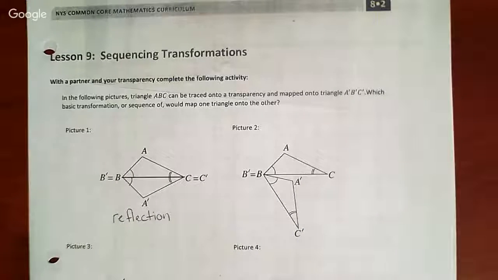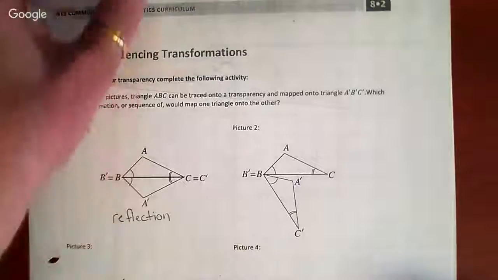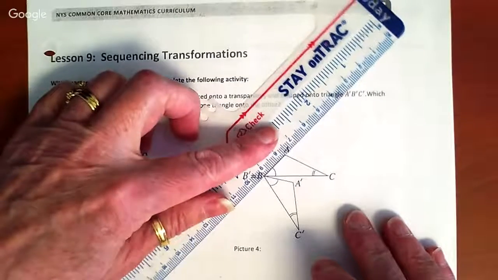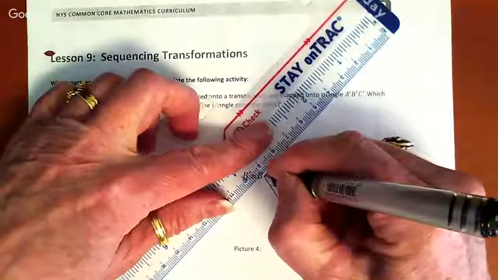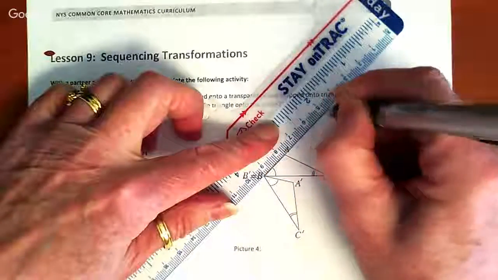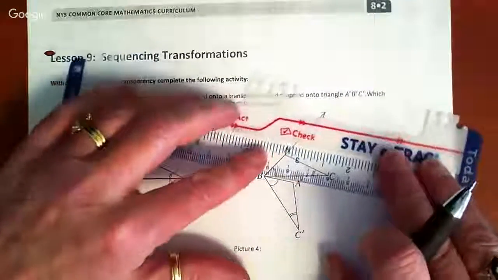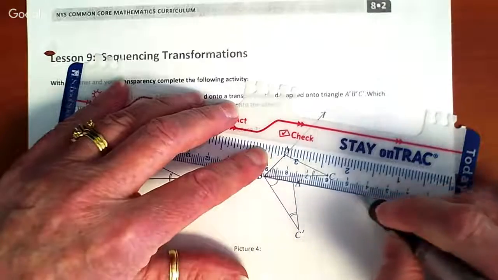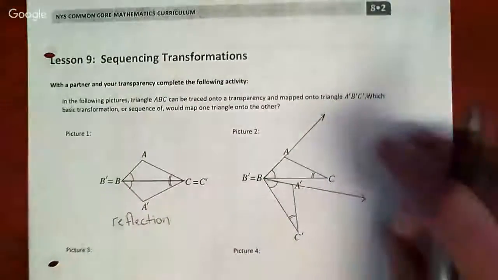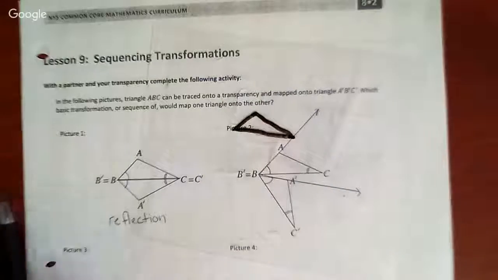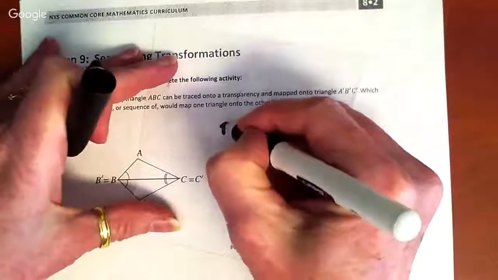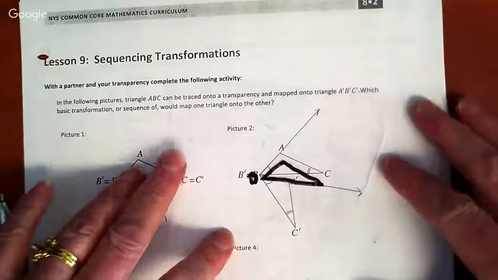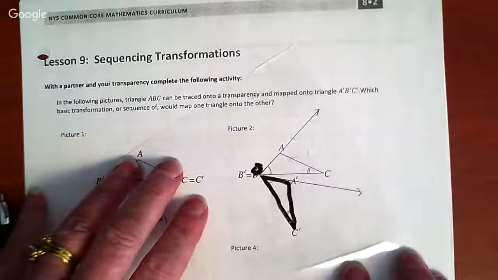Picture 2 is not as easy, but if I were to draw a straight line here along B and A and extend it, and extend B prime and A prime here, you can see, and I'm actually going to label this one point B here so that we know, what I can do is I'm actually rotating this. I'm rotating it down here.